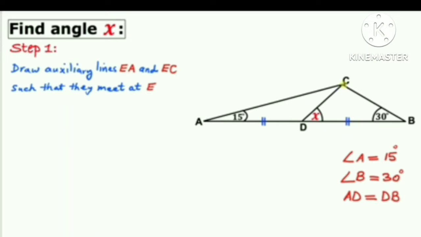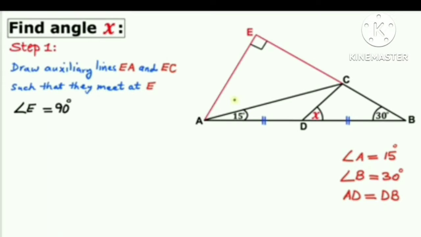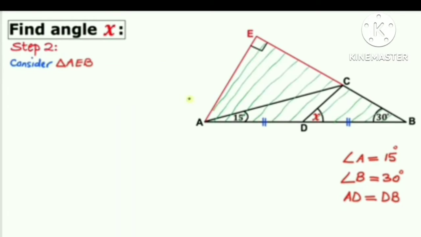Let's go ahead and extend this line BC all the way to some point E somewhere here, and we're going to connect this A to E such that we're going to have this 90-degree angle. And here's our much nicer looking diagram, and we can see that this angle E is 90 degrees. And here's our next step.